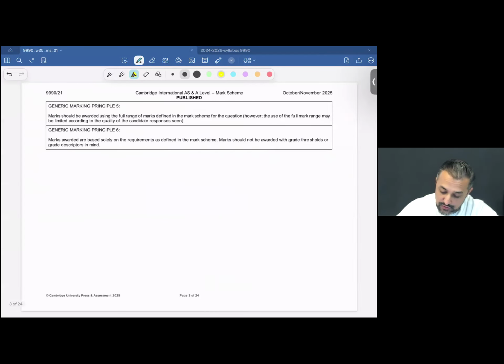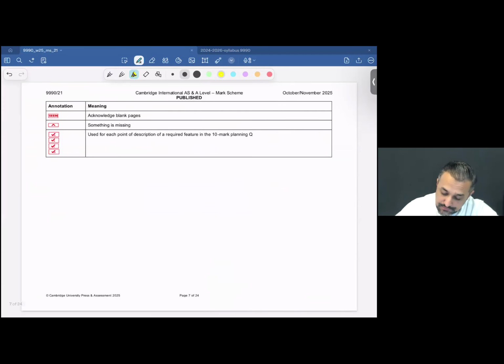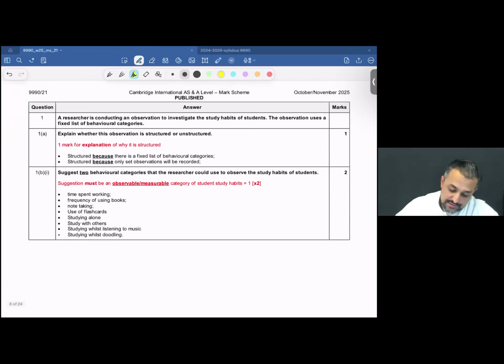If we have a look at the first question, it reads: a researcher is conducting an observation to investigate the study habits of students. This question, as I see it, is testing your knowledge, your understanding, and your ability to apply the knowledge that you've gained in the B part through research methods alone. And this question is not linked to any study as far as I can see right now.